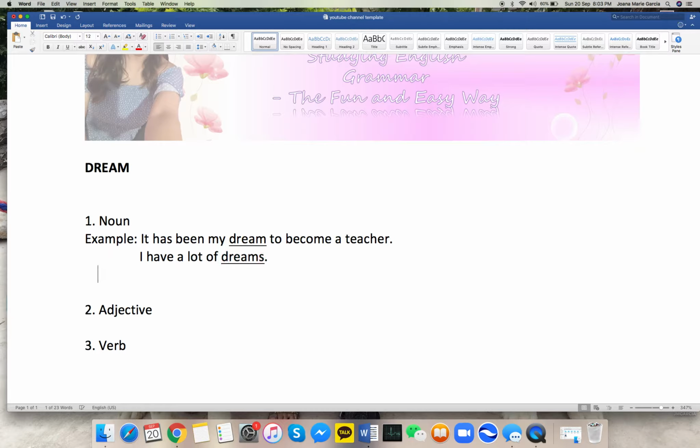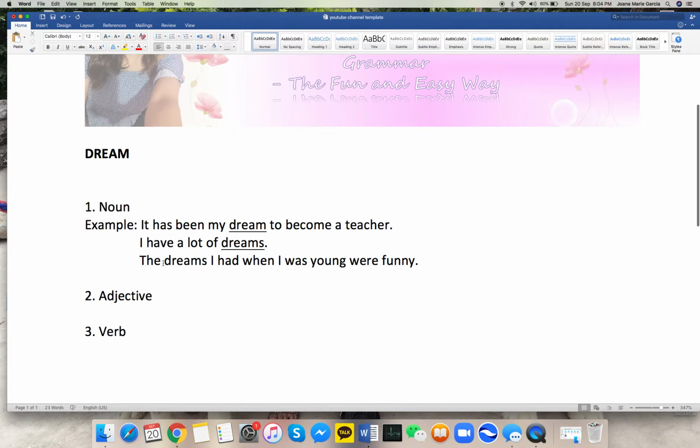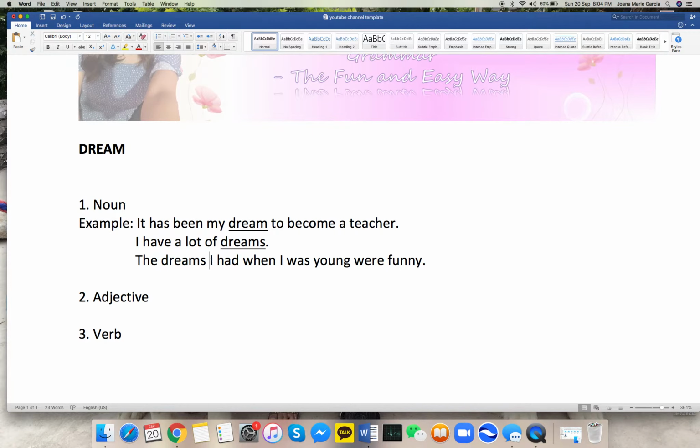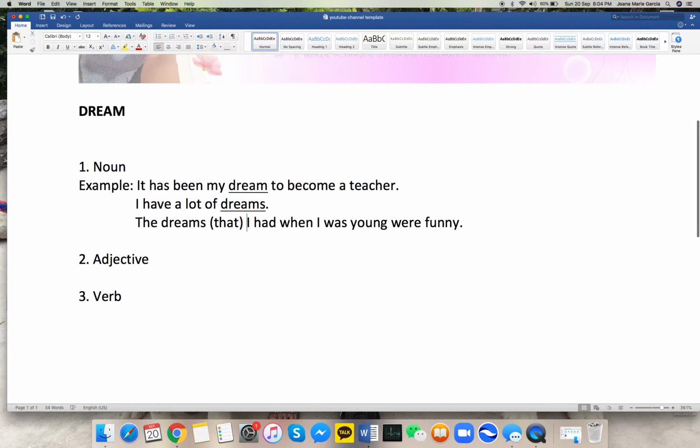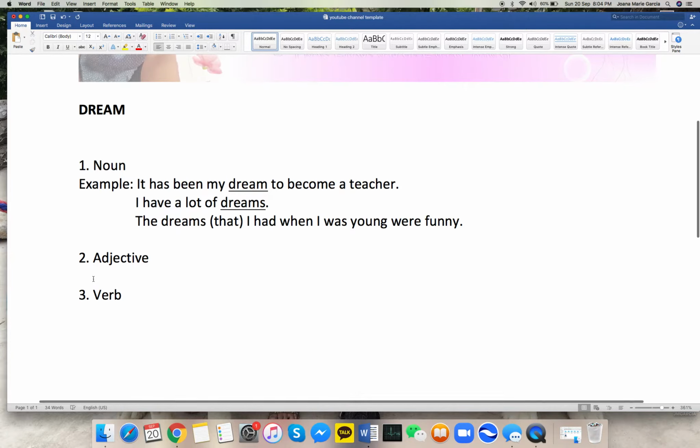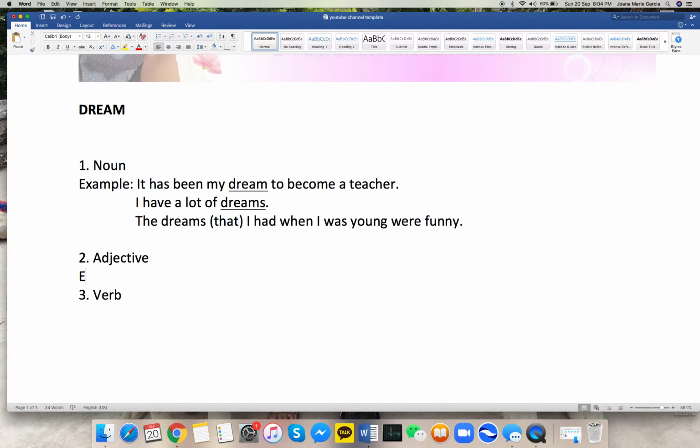But you can also use other determiners, like I said, if you want to say that it's specific. For example, the dreams I had when I was young were funny. In that case, I use the because I was only talking about the ones that I had when I was young, not every dream that I have.